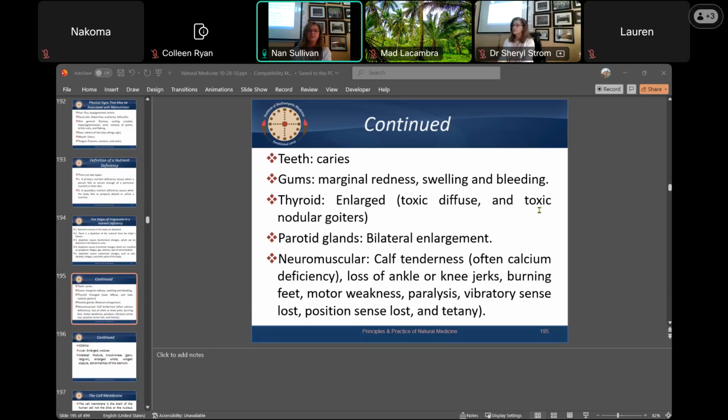They can have neuromuscular challenges, the calf tenderness, often a calcium deficiency, loss of ankle or knee jerks, burning feet, motor weakness, paralysis, vibratory sense lost, and position sense lost. And they could have tetany. Tetany is where the muscles are just contracted and they'll get cramps in the legs.